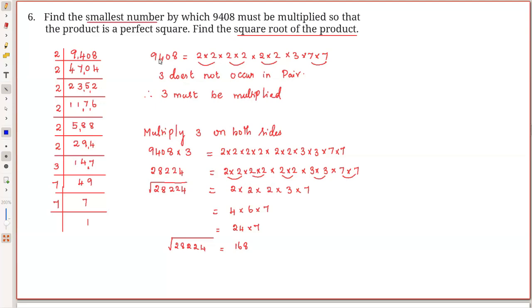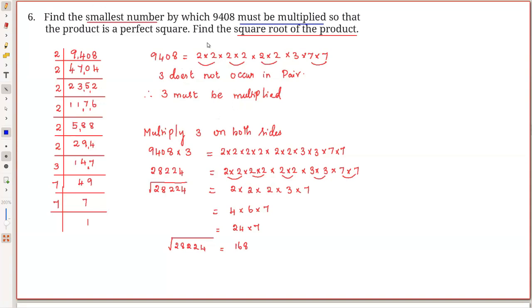Okay, 9408. Here, what is missing? 2 is having a pair, 3 is having a pair, 2 is having a pair. So, 3 is not having a pair. Therefore, 3 should be multiplied. They ask what must be multiplied, which means up to this we can just stop. 3 must be multiplied.